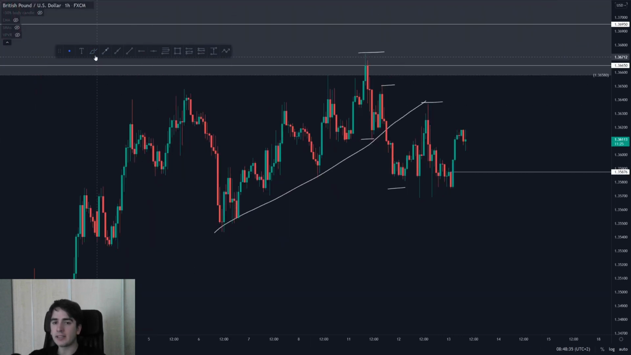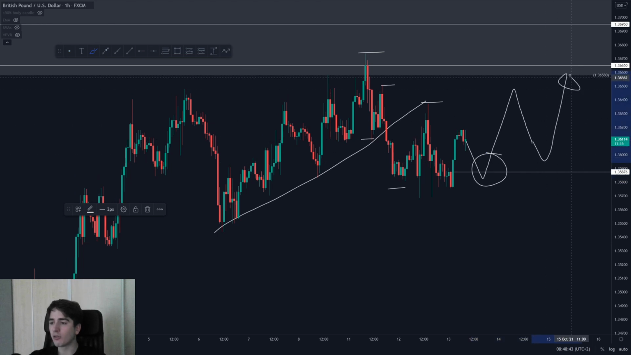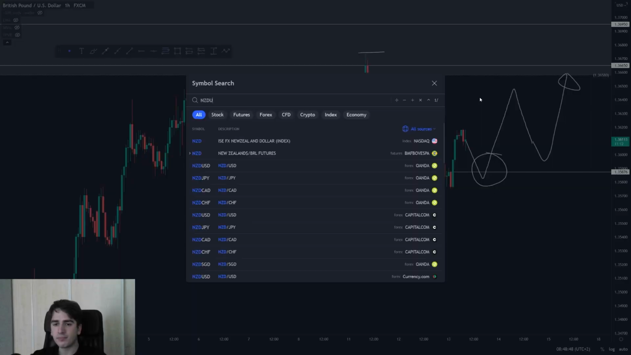1.36950. Let's say we create new structure, so let's say we see a pullback, then push back up, then see a pullback back down, wait for supply to be created so that you can then look for longs once again. So that's pound dollar. Let's head over to Kiwi dollar.